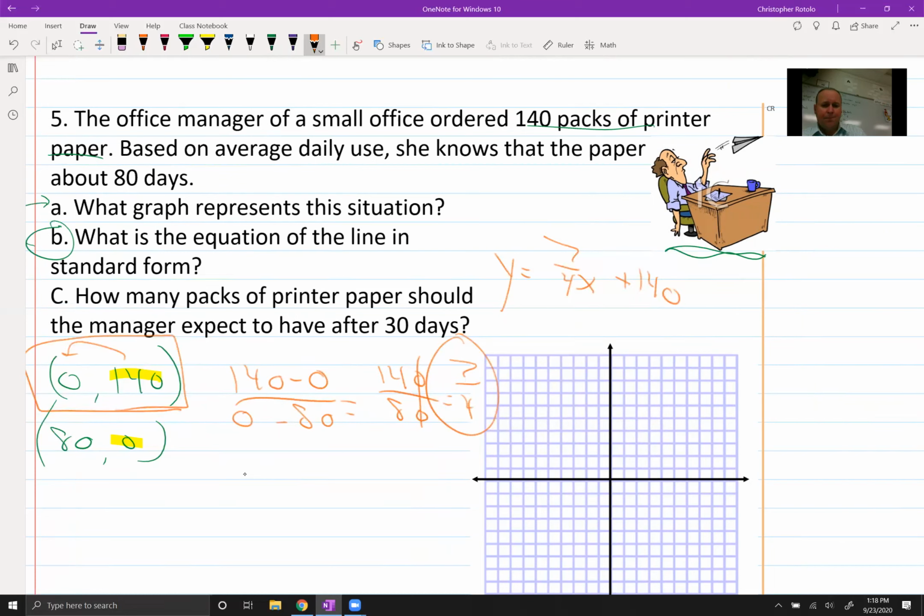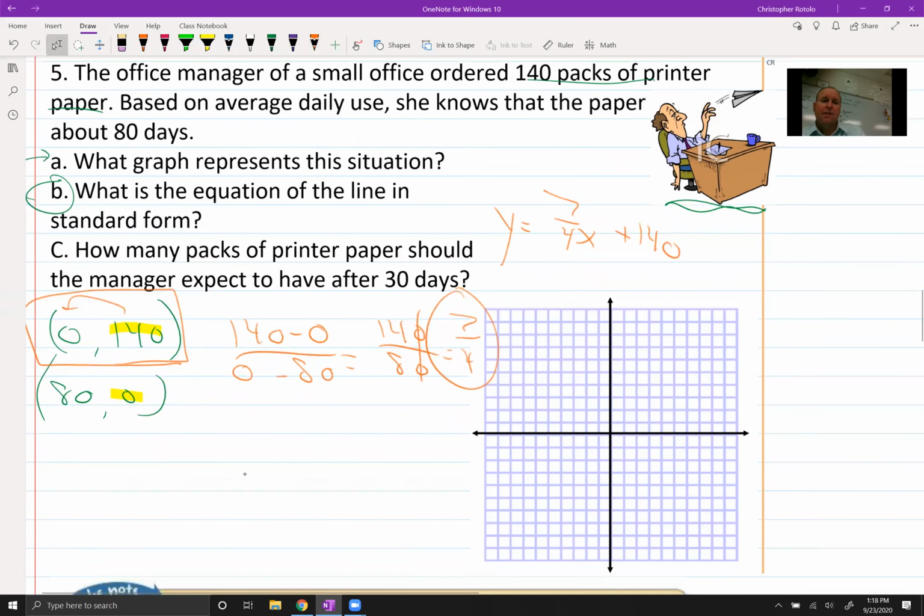All right, so clearly I'm not going to fit this 140 on my graph. So let's figure out a way to work with it. Okay. So let's go 1, 2, 3, 4, 5, 6, 7. Okay, so what I could do is 20 for each one of those.